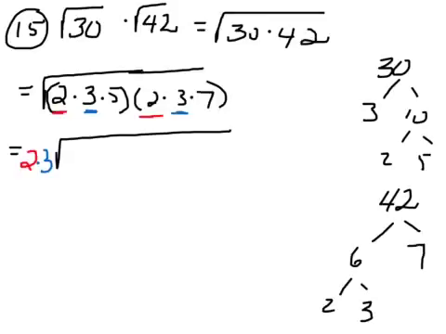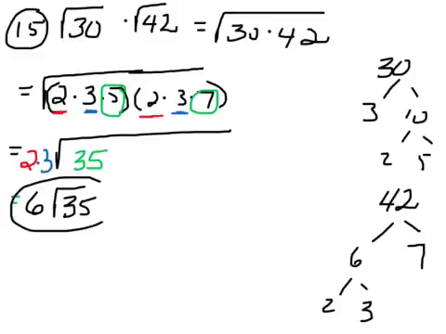Now, I've got some stuff left inside that didn't have a partner to get out or didn't have another copy. I have 5 times 7. So what I want to do is put those back together. Since they can't get out, 5 times 7 is 35. So I would want to write my answer this way. 2 times 3 is 6 on the outside, and then it would be 6 square roots of 35.